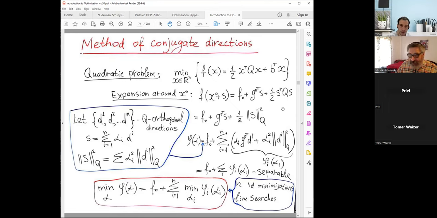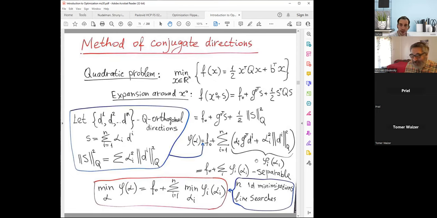So did I answer, or do you want to add? Okay. Yes. So the Q-orthogonal directions, are they related to some gradients, future gradients, or are you just going forward? At this point, when we talk about the method of conjugate directions, it's more general. It doesn't require those directions to be related to gradients. It just says assume that we have a set of such Q-conjugate directions. Somebody gave it to us. So we can do minimization in a very simple way.